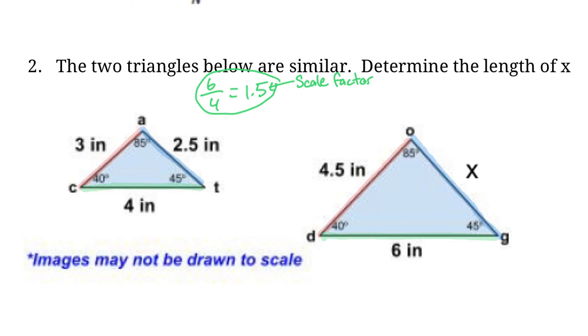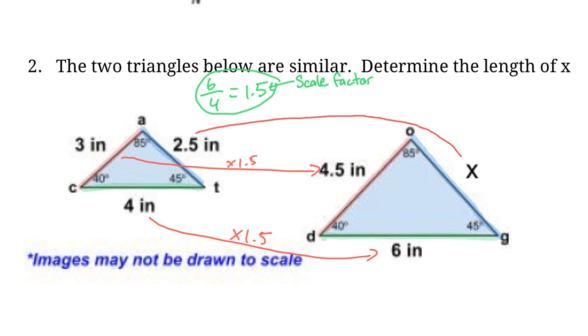So remember, if we took 4 and then multiplied by 1.5, we get 6. And if we took 3, multiplied that side by 1.5, we get 4.5. So to get our missing side x, we must multiply 2.5 by 1.5. And that will give us x. So 2.5 times 1.5 is equal to 3.75. So our side length x is 3.75.